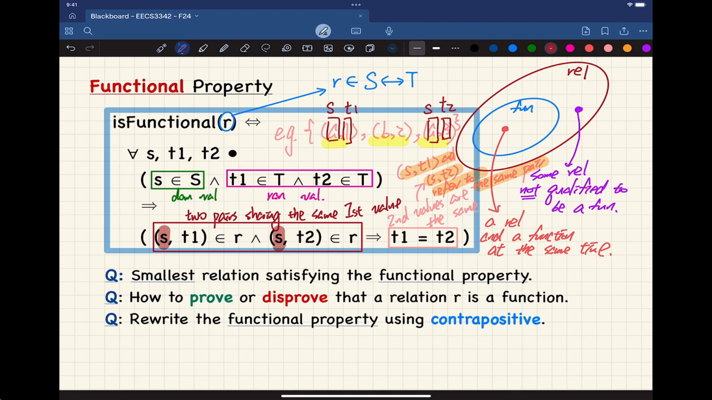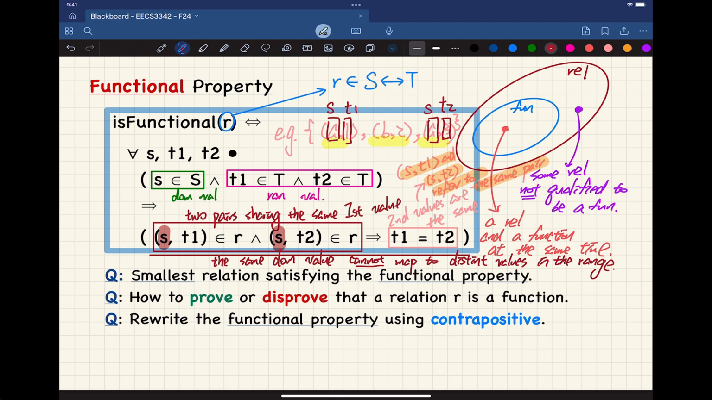So overall, this is what you want to remember. The same domain value cannot map to distinct values in the range. This is so important to note.